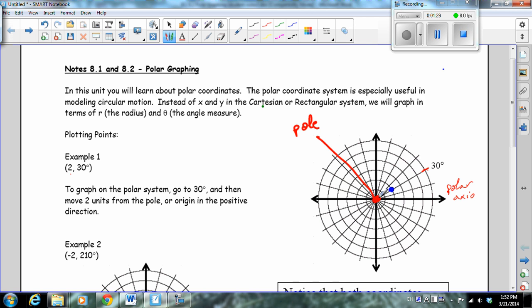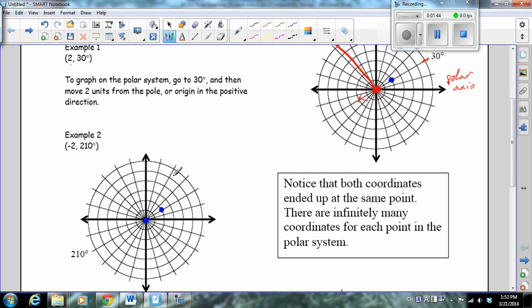So, because it's 2 units from the pole, I will count 1, 2. If it was negative, it would not have landed on this blue dot, but it would have been on the opposite dot, meaning somewhere here where I'm putting an X. Matter of fact, there's an example of a negative one. Example 2 says (-2, 210°).